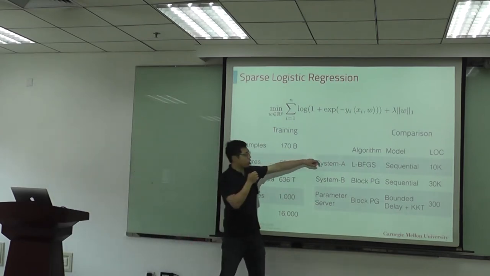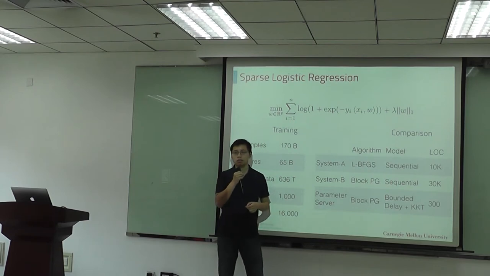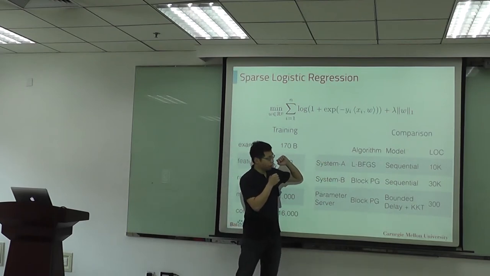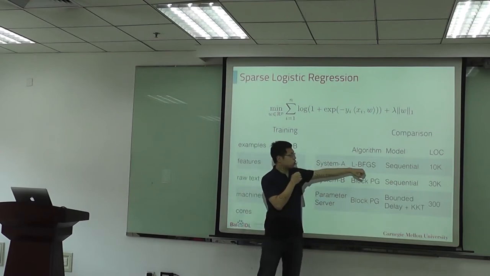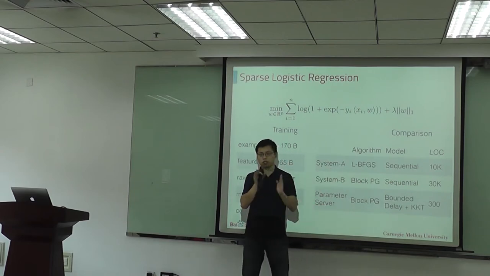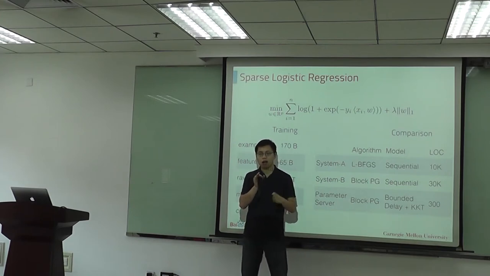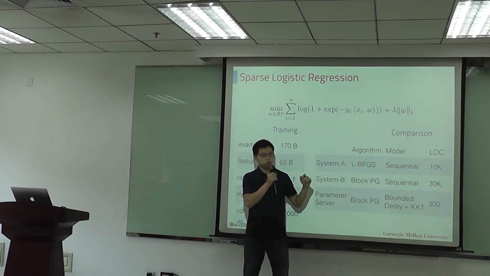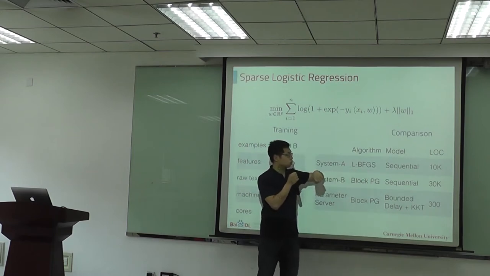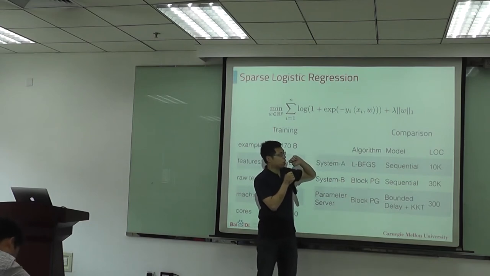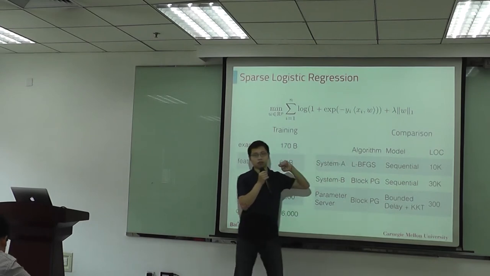System A runs the L-BFGS method. So it's like gradient descent, but you use the gradient to approximate the Hessian matrix. So this is a very famous and stable algorithm. You use a sequential consistency model, that is, you finish this iteration, and only start the next iteration after the previous one has finished. This is the strongest consistency model. We spent 2 years on this algorithm. You have about 10,000 lines of code.